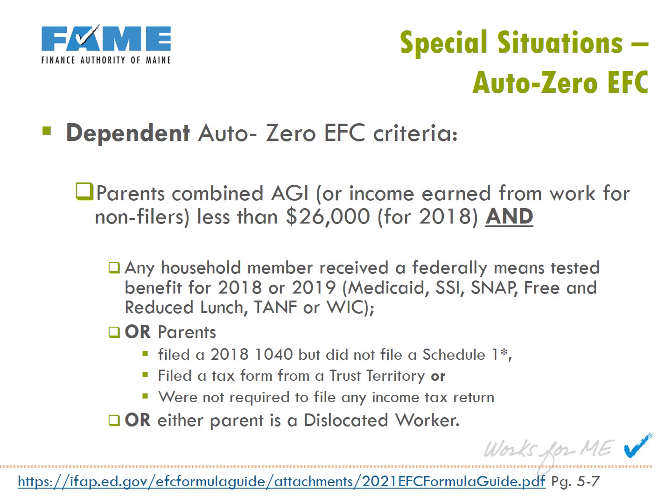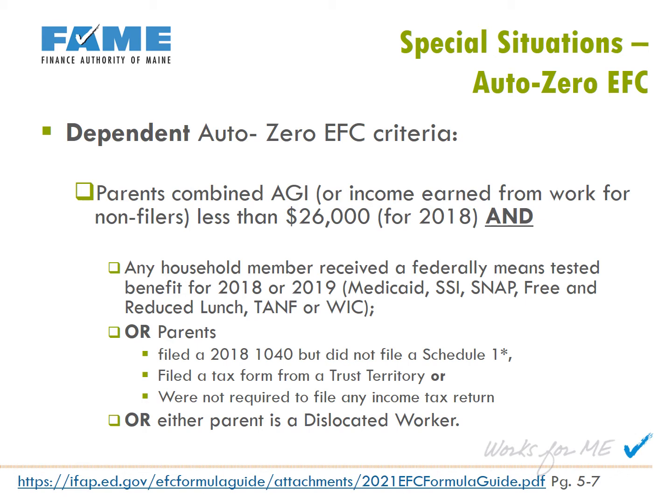So how does someone qualify? Well, if they're a dependent student and their parents' combined adjusted gross income or income from work is less than $26,000 a year, this is for 2018 and it changes every year, and they meet one of these three qualifications. If they have anybody in the household that has received a federally means-tested benefit in either 2018 or 2019, this could be Medicaid, SSI, SNAP, free or reduced lunch, TANF, or WIC. If anybody's got one of those in 2018 or 2019, they would have met this qualification. Or maybe their parents filed a 2018 1040 but didn't file a Schedule 1.